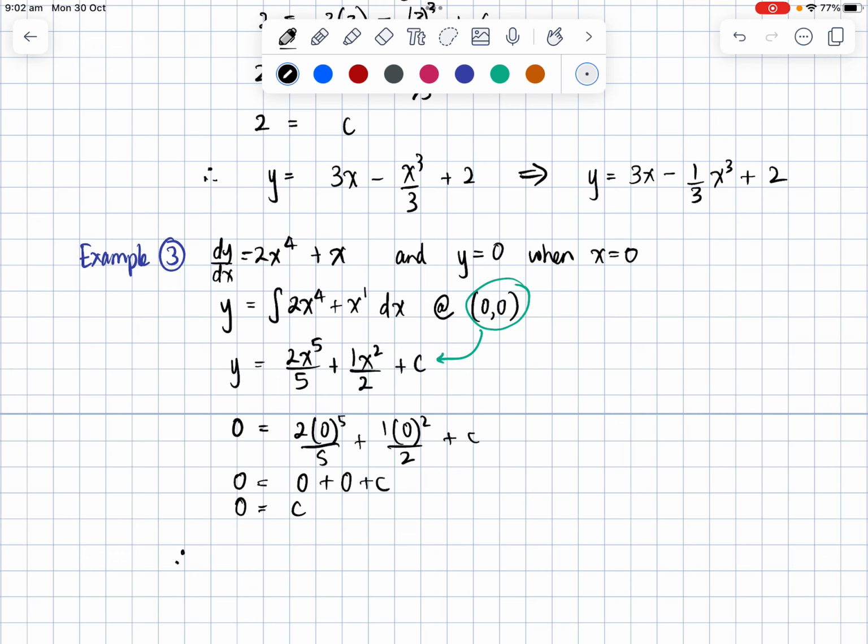So my final answer in this case is y equals 2x to the power of 5 divided by, oops, I messed that one up. That should have been a 5. 2x to the power of 5 divided by 5 plus x squared divided by 2. And that's my final answer. Alternatively, just be prepared. You might see in a multiple choice question, it might look like this, and it's exactly the same thing.